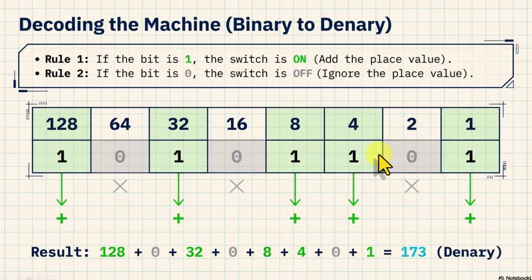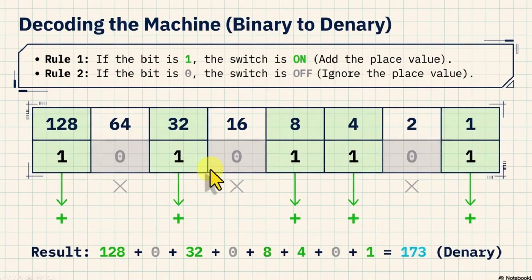So if the number given to us is 1 0 1 0 1 1 0 1 and we need to change it to denary, it is very easy. We write the place values 1, 2, 4, 8, 16, 32, 64 and 128, and whichever bit is 1, we add those place values together. So that is 128 plus 32 plus 8 plus 4 plus 1, which is 173.